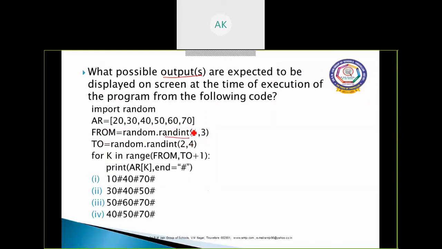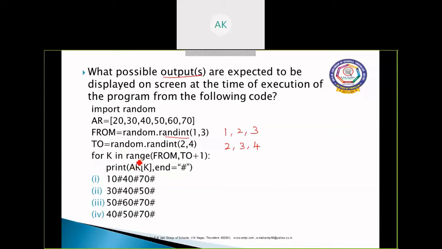In randint, both values, that is the range of values, are inclusive. So the possible values generated by randint are 1, 2 and 3. And then the second one, random dot randint of 2, 4. So what are the possible values? 2, 3 and 4.